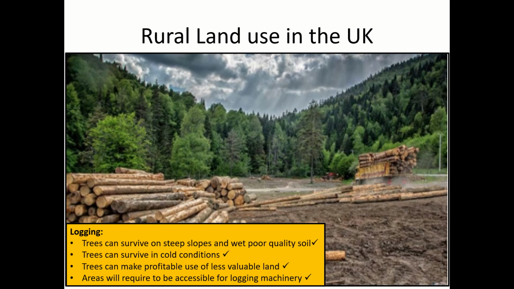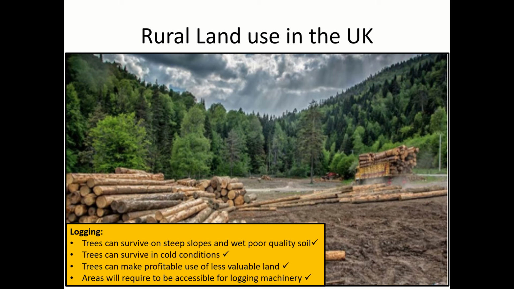Land use 2 is forestry. Forestry is where we grow trees and then wait for them to mature and then cut them down and turn them into timber for various industrial usages. That can vary, of course, from furniture to paper production and beyond.